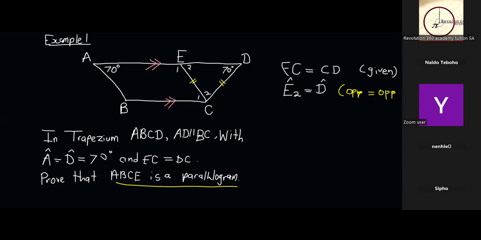So here you can conclude and say, therefore, the size of angle E2 will be equal to, from the given information or from the diagram, you can see that angle D is given as 70 degrees. So that's going to be 70 degrees. You're going to write 70 degrees. So that's the first starting point. E2 is equal to 70 degrees.